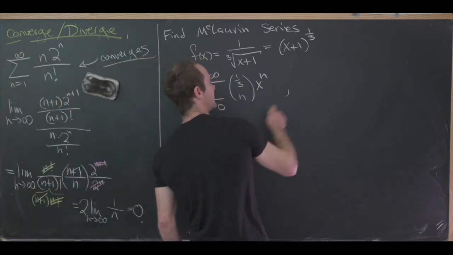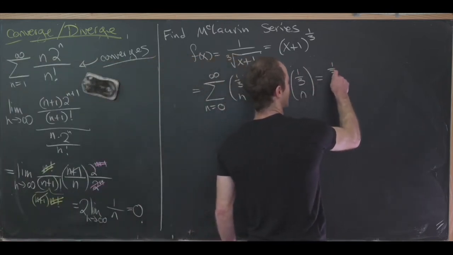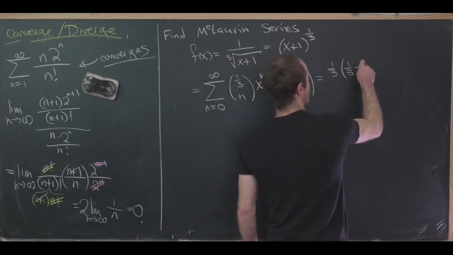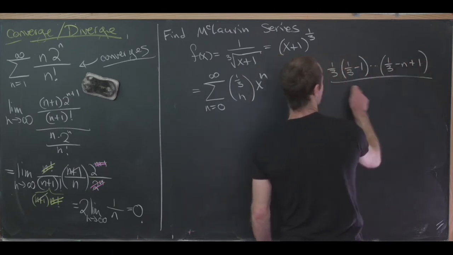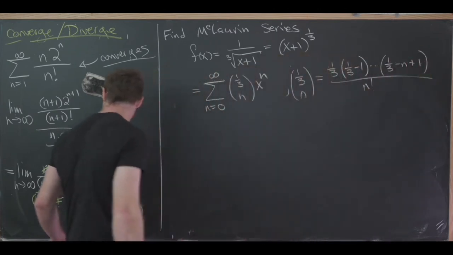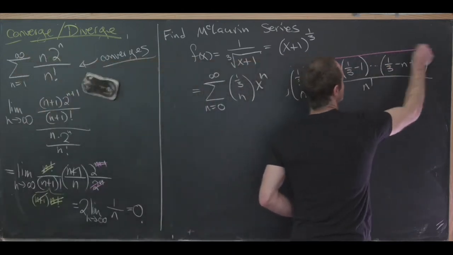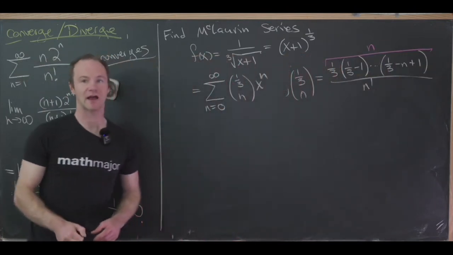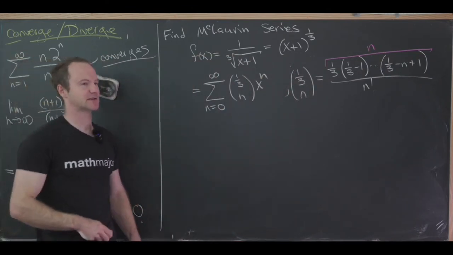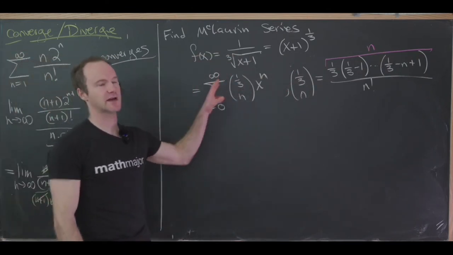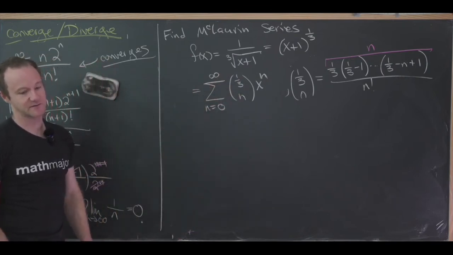Let's recall that 1/3 choose n is the following object. This is 1/3 times 1/3 minus 1 all the way down to 1/3 minus n plus 1 over n factorial. So this is a descending product of n total terms in the numerator starting at 1/3, and then we've got n factorial in the denominator. You could perhaps get some sort of closed form for that that doesn't look like a binomial coefficient, but I don't think it's super worth it. I think writing it like this is fine.